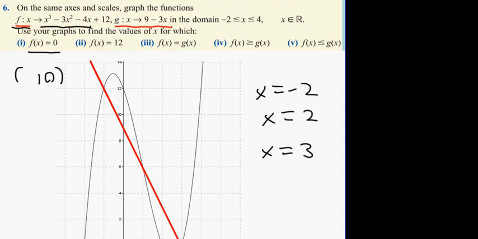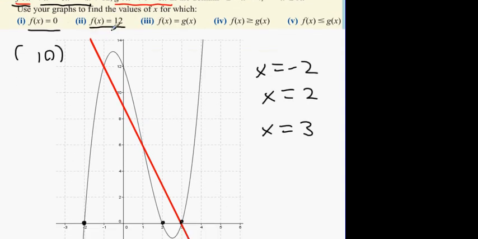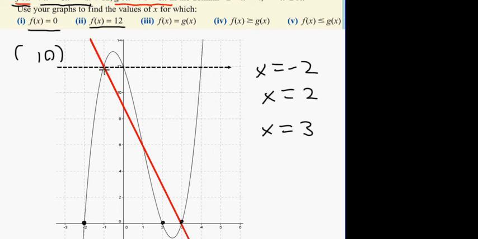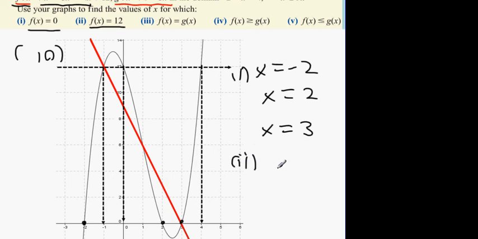Next one. When does the y value of the curve equal 12? Go to 12 and draw a line going straight across. I'll draw a different coloured line. Black one here. Dotted line. Okay, go across y equals 12, and when you hit the curve, what do you need to do? Minus 1, 0, and 4. The answer is minus 1. So for part 2, that's part 1. For part 2, your x values are minus 1, 0, and 4. Perfect, lads.